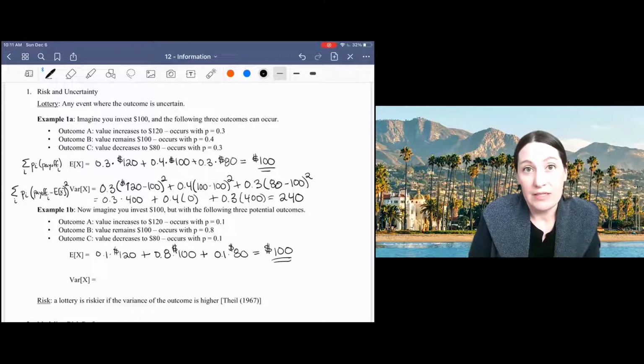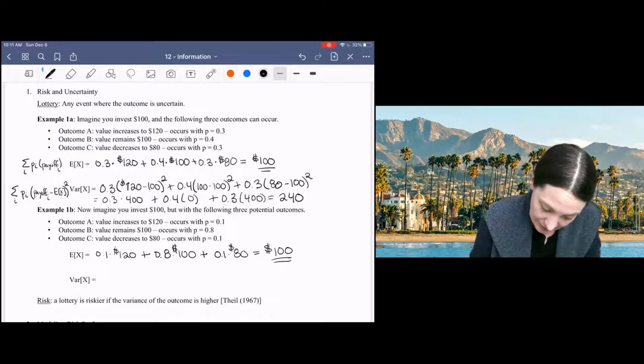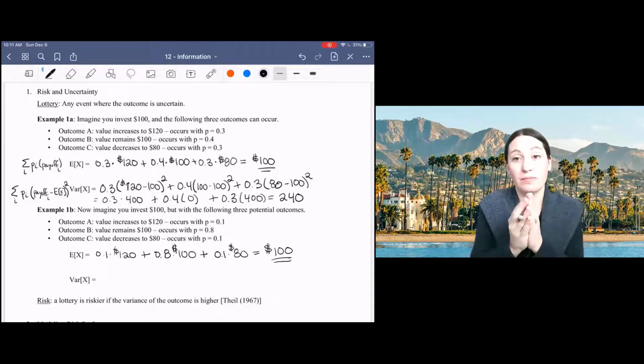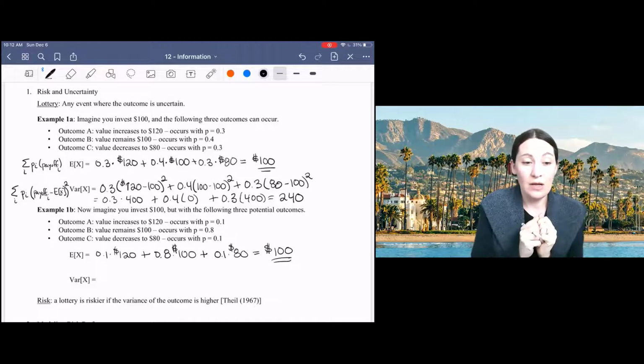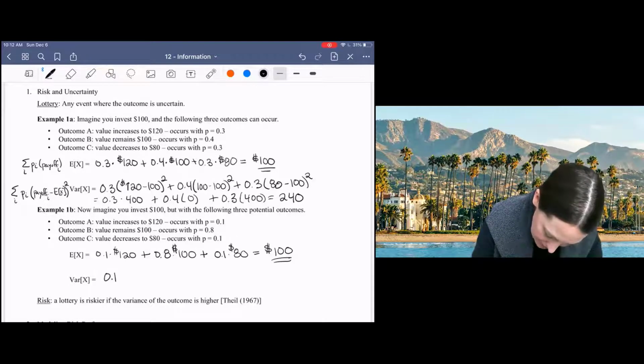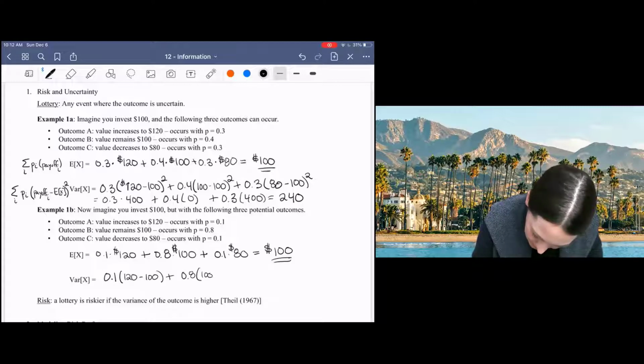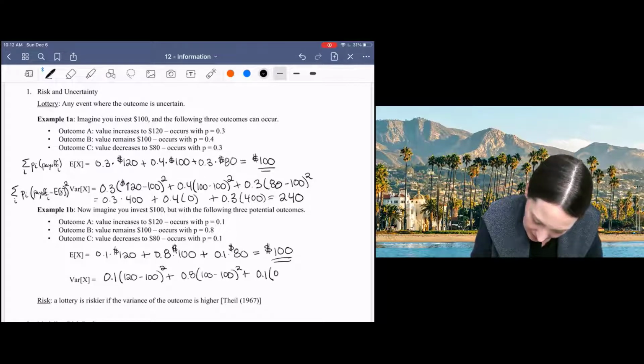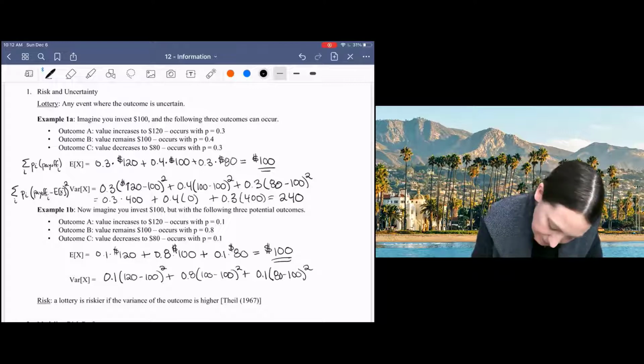But the variance is going to be different. The variance is different because you can see that the probability of outcomes that are away from the mean, or the expected value, is lower. So this lottery will have a lower variance than the previous lottery. Okay, so if we have 0.1 times (120 minus 100) squared plus 0.8 times (100 minus 100) squared. I keep forgetting these squareds. I'm so sorry. Plus 0.1 times (80 minus 100) squared.